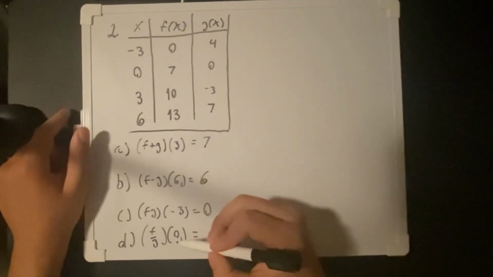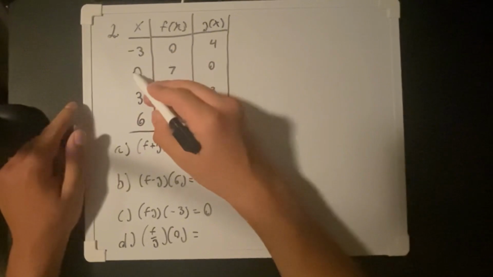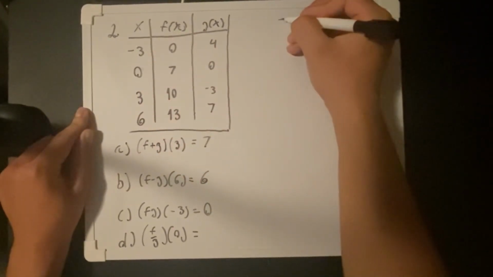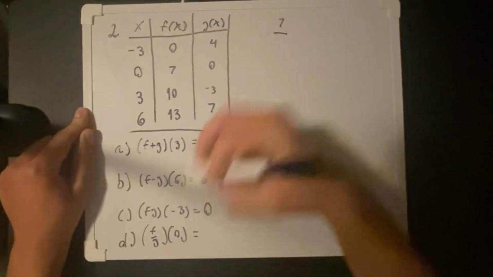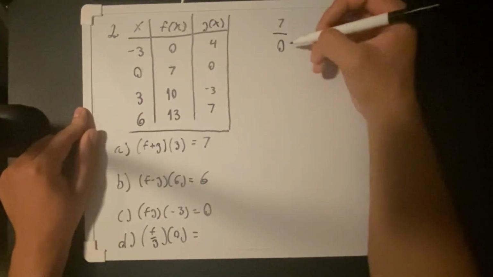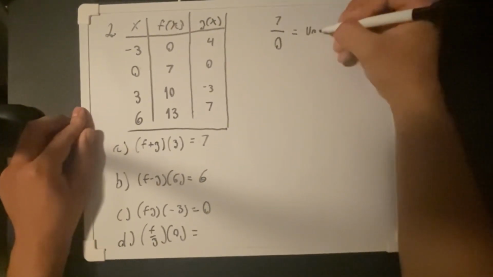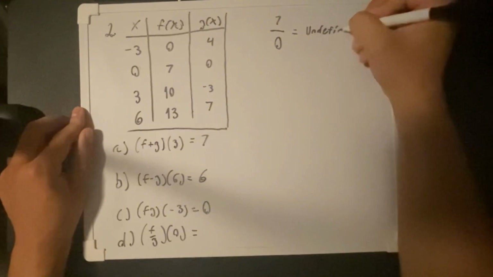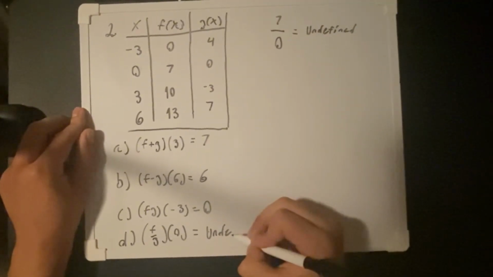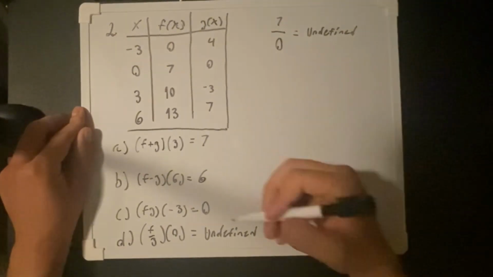Now for our last solution, we have f over g of x, where it's 0. We go to x where it equals 0, and we have 7 as our f of x, and we have 0 as our denominator. Now, as you know, if 0 is the denominator, then the solution is undefined. So then we'd put that as our answer. And now we have solved all of our solutions.